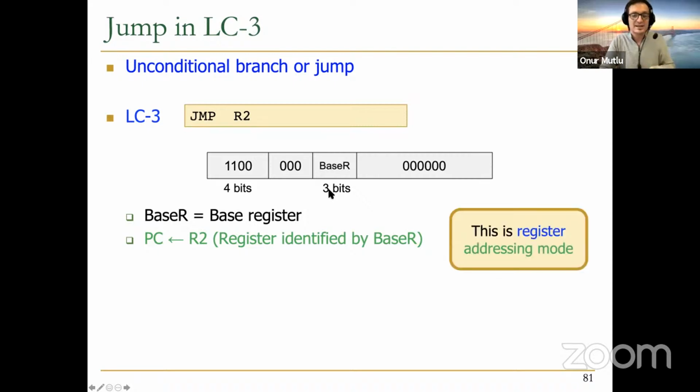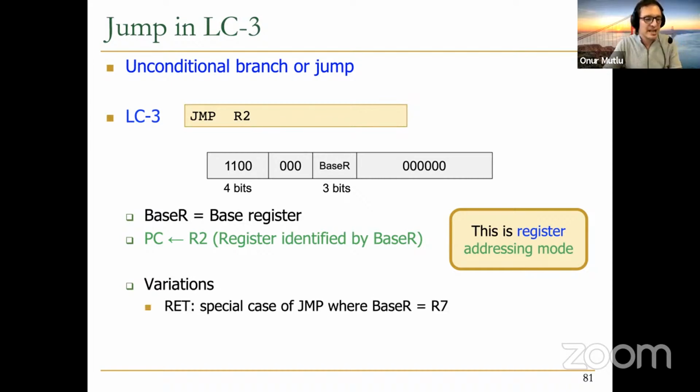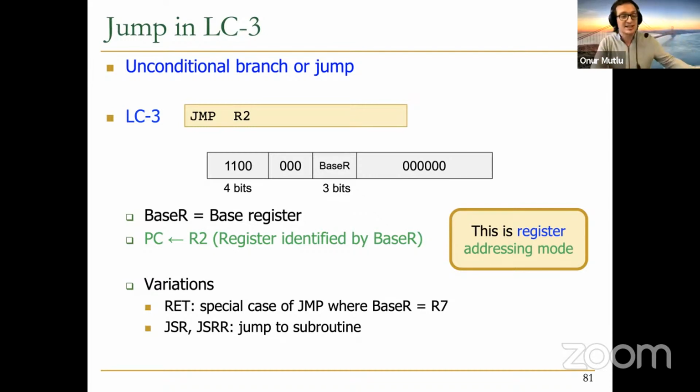Essentially, PC gets the value inside the register identified by the base register. So simple. This is register addressing mode. This addressing mode has a name. It's not register plus offset. You just use the value in the register as your address that gets into the PC. So there are variations of this. A return instruction, for example, is a special case of jump, where the base register is R7 in LC3. And there are other ISAs that have different register numbers for return. And jump to subroutine is another instruction that enables you to jump and store the program counter of where you're jumping from, for example, as we will see.